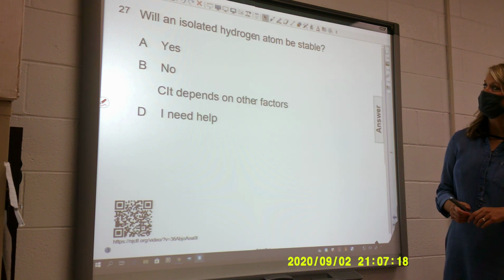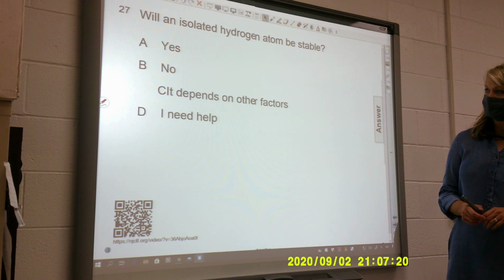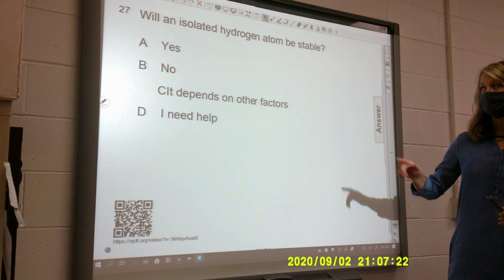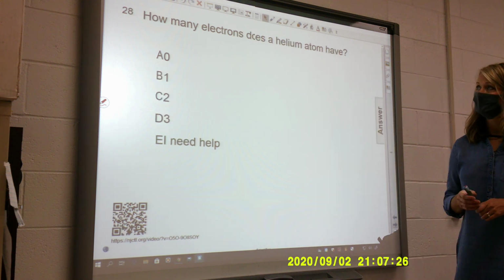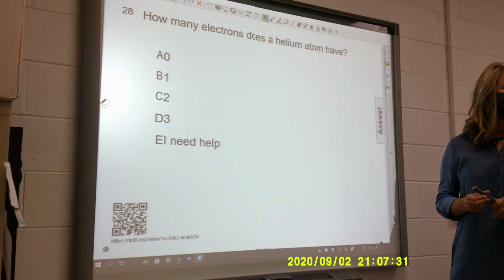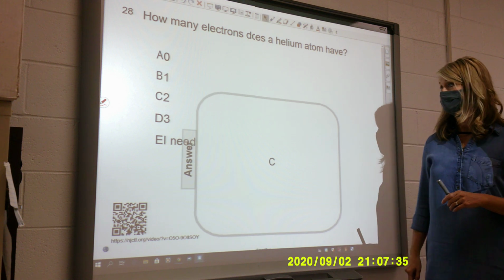Will an isolated hydrogen atom be stable? Yes, no, it depends, or I need help. No. Nope. I agree. How many electrons does a helium atom have? How many does it have? 2. Very good.